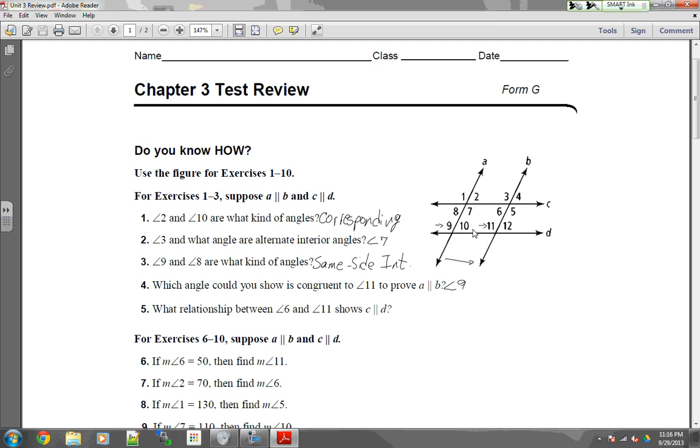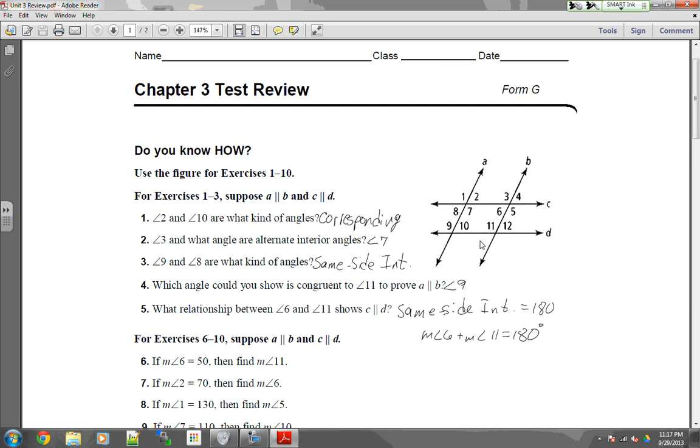All right, so now what relationship between 6 and 11 shows C and D parallel? Well, so here's 6 and 11. In order to get C and D parallel, we know these are same side interior. But what is special about same side interior? Okay, if you said add to 180, you're good. So what relationship between these two would we have to show? We would have to show that the measure of angle 6 plus the measure of angle 11 equals 180 degrees. If we could show that, then C and D would in fact be parallel.